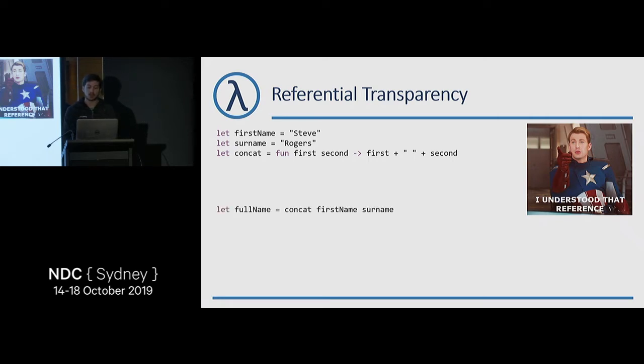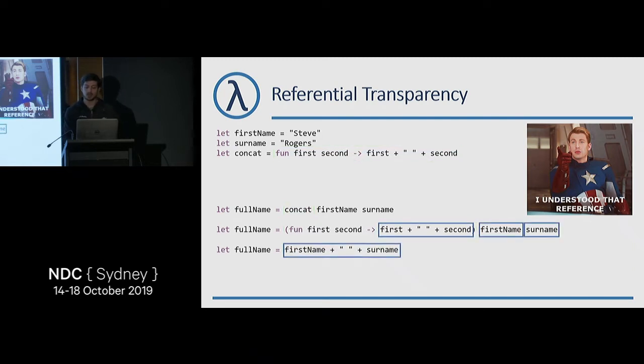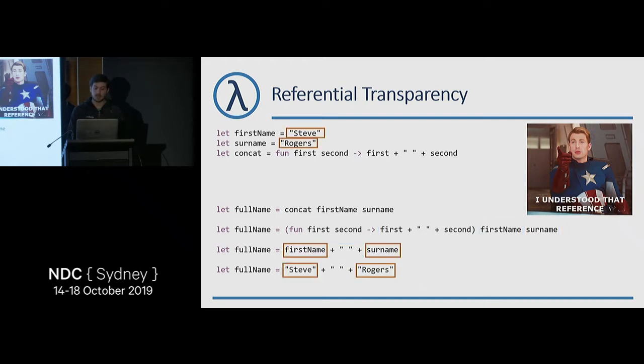So let's try that out when creating a full name binding. We're going to concat the first name and surname values. The first substitution we can do is to replace that concat name with its value. So we can literally just replace concat with its value, which is that function. The next substitution we can do is to call the lambda function by just replacing its parameters with what's being passed as arguments. So we're going to replace first and second with first name and surname. Then we can substitute the first name and surname names with their values. And finally, we can execute our plus operators and get our final string.